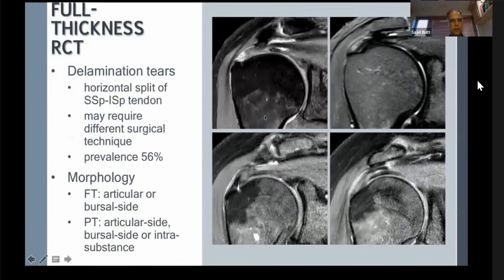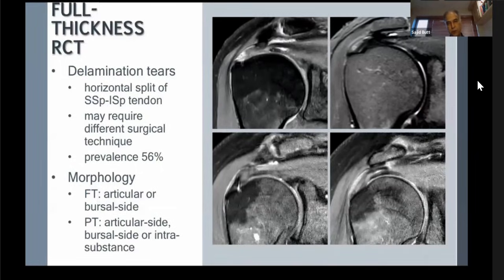Also important to see what is the shape of the tear. If you've got a delamination tear with a horizontal split between the supraspinatus and the infraspinatus, then the surgical technique would be different, so we need to tell them about it. We need to clearly explain the dimensions of the tear in the 2 planes, front to back and medial to lateral. The medial to lateral extent of the tear is calculated on the coronal imaging, and the front to back tear is calculated on the sagittal imaging.